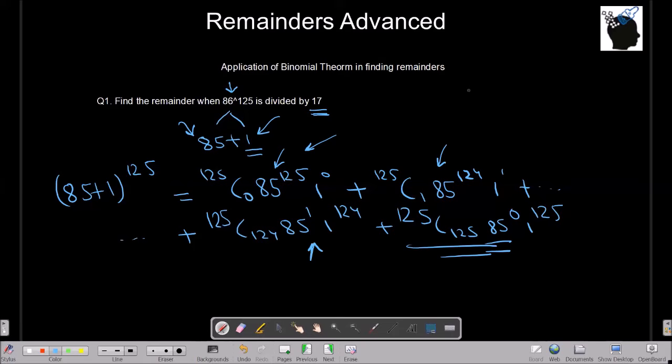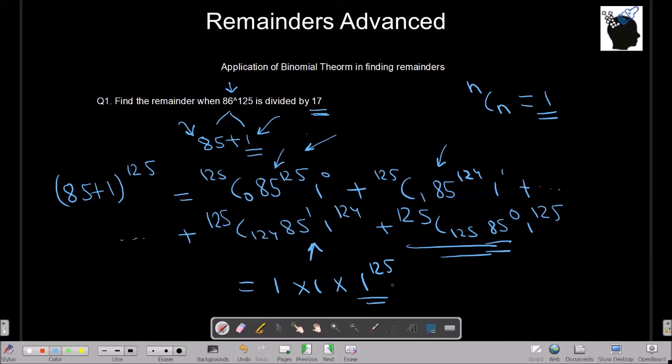And if you remember, nCn is equal to 1. That means 125C125 is anyways equal to 1. 85 raised to 0 is equal to 1. And I'm left with 1 raised to 125.